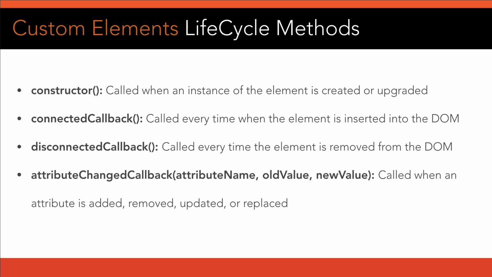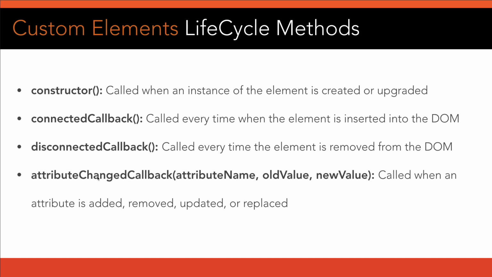So I just want to quickly go over some of those lifecycle methods that are available to us. So we have a constructor, which is very common in object-oriented programming. It's basically called right away whenever there's an instance of the element that is created or upgraded. And in the constructor, you would do things like initialize any state you have, event listeners, things like that. And then we have connectedCallback, which is called every time the element is inserted into the DOM, and then disconnectedCallback is called every time it's removed from the DOM. So if you want to remove any event listeners or anything, you would do it here.